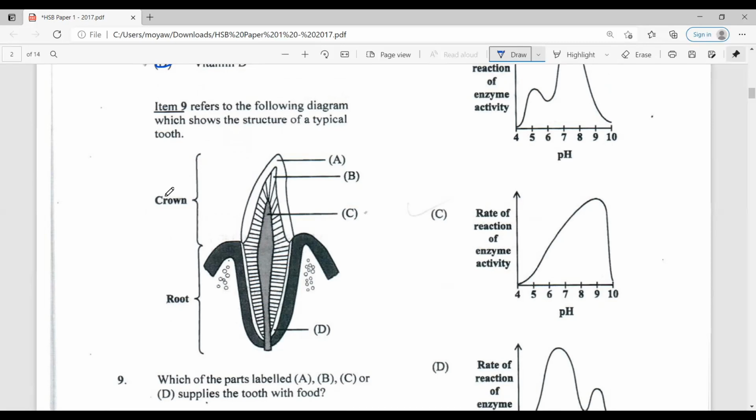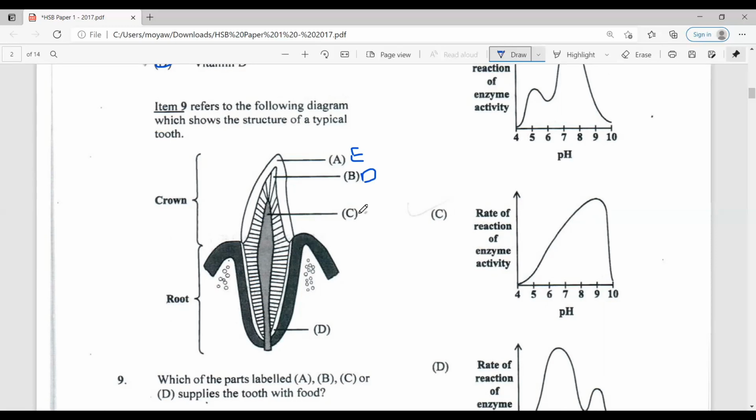Item 9 refers to the following diagram, which shows a structure of a typical tooth. So which of the parts labeled A, B, C, or D supplies the tooth with food? So now we have A. A is the enamel, which is the hard exterior. So I'll put E for enamel. And then B is the dentine, which is the second layer. It has a bone-like structure.